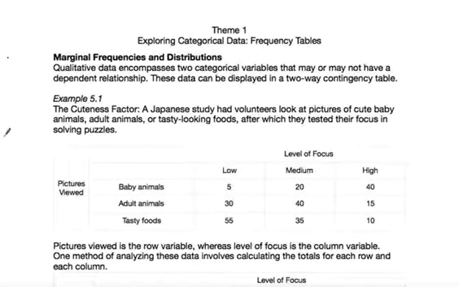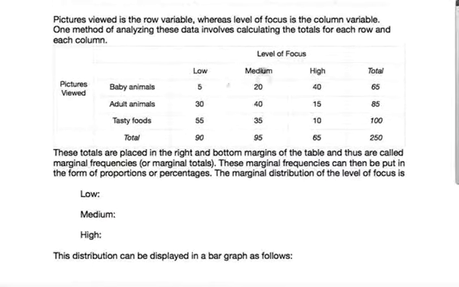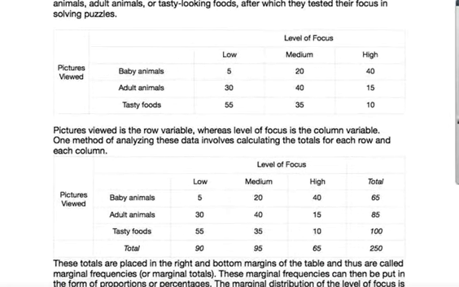All right, so an example, 5.1, the cuteness factor. A Japanese study had volunteers look at pictures of cute baby animals, adult animals, or tasty-looking foods, after which they had their focus tested in solving puzzles. And so in your table, you can see that you have each type of picture that was viewed, and then the level of focus that was exhibited by a certain number of people.